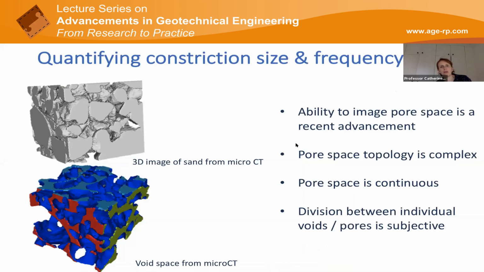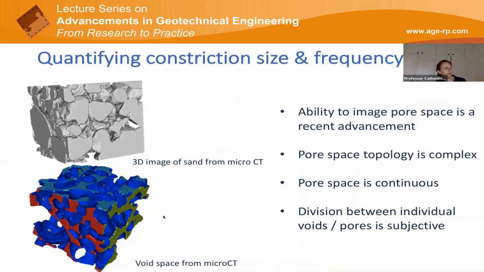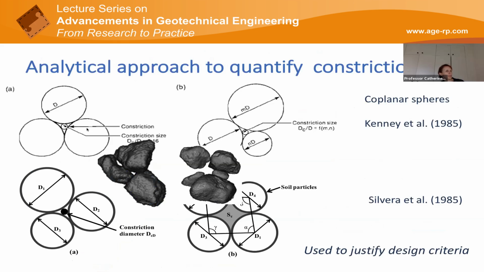So what we've done in our research at the particle size is to try to quantify the constriction size and the frequency of constrictions of a given size by using either microcomputed tomography, and these are some images of 3D high-resolution X-rays that have been taken of soil, and also DEM. And what you can see here is in the background some schematic diagrams that have been used over many decades to justify the design criteria, and superimposed on these are some of our images from microCT.